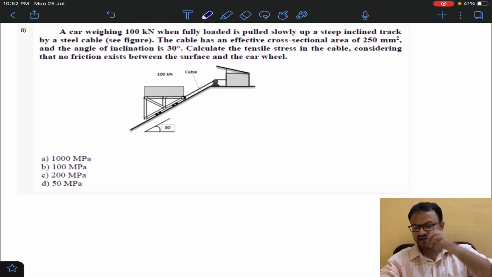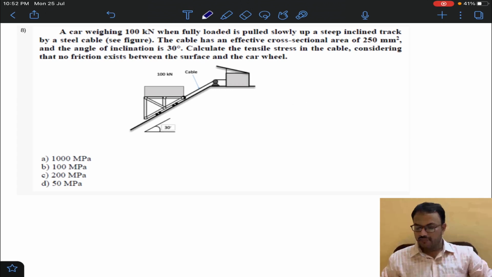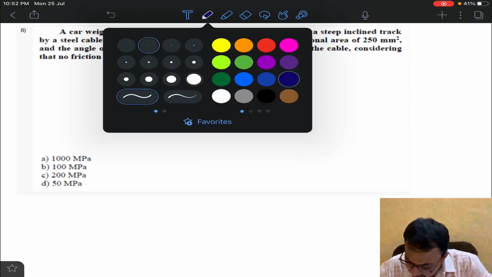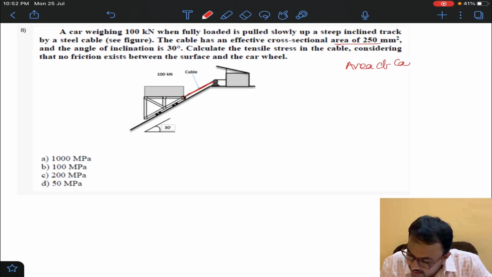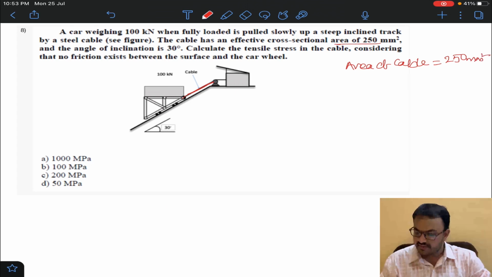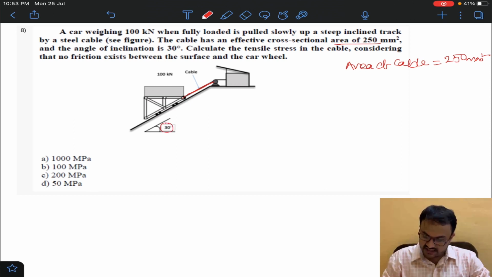Okay. A car weighing 100 kilonewton when fully loaded is pulled slowly up a steep inclined track by a steel cable. There is a cable here, no? You can observe that in the diagram. The cable has an effective area of cross section, he has given some information regarding the cable, 250 mm square. And the angle of inclination is 30 degrees. So he has given this data here.